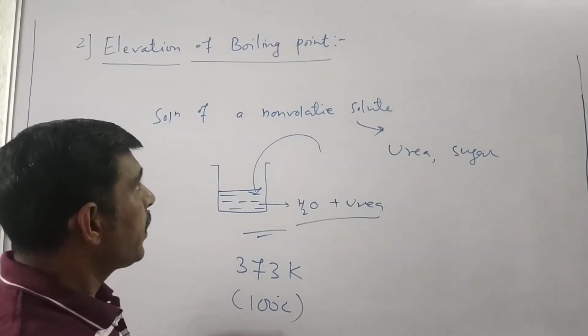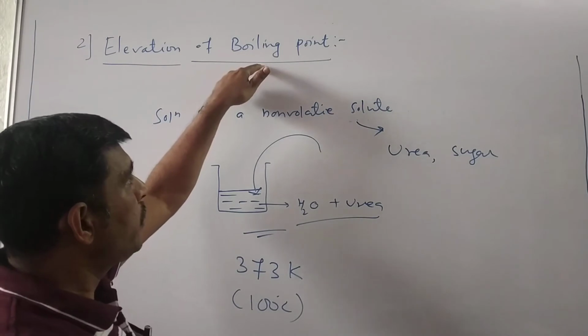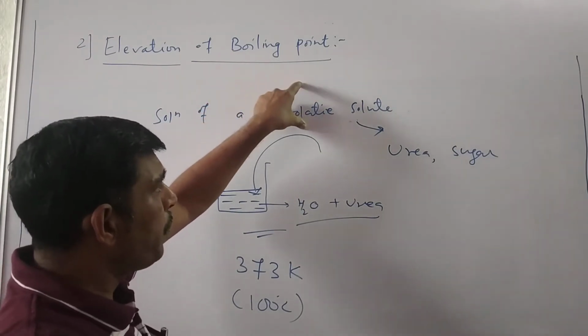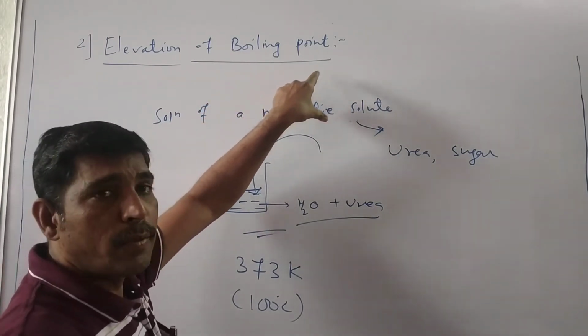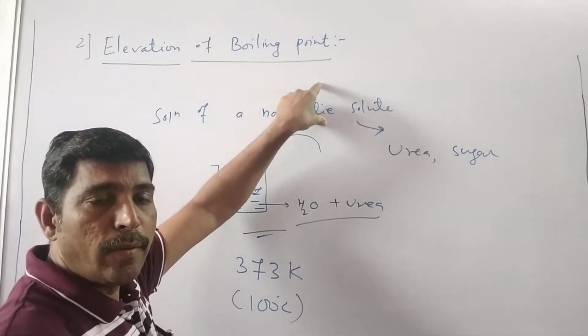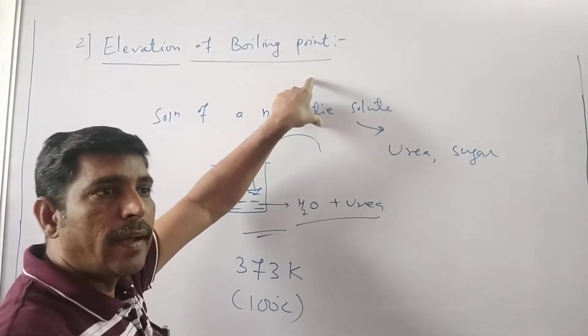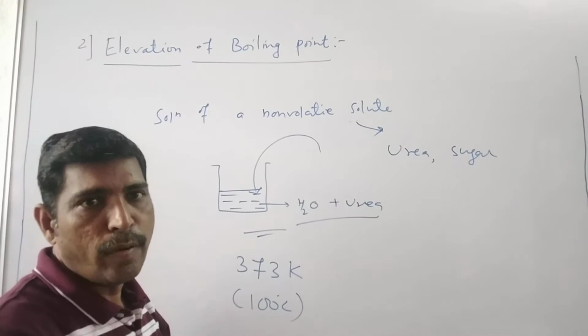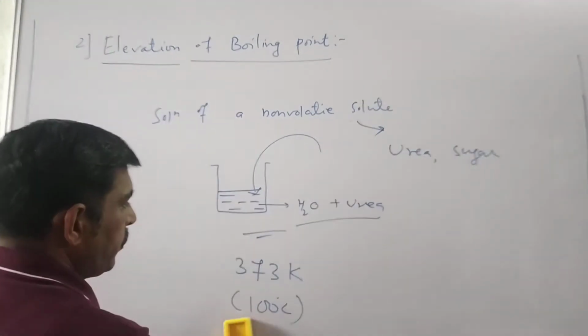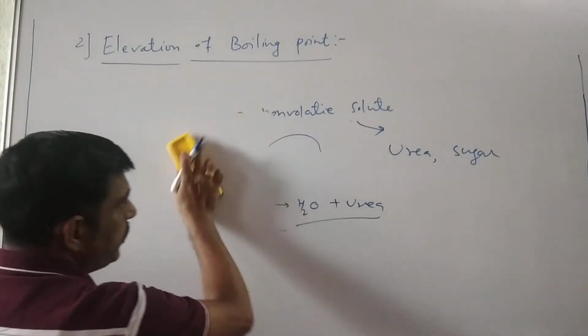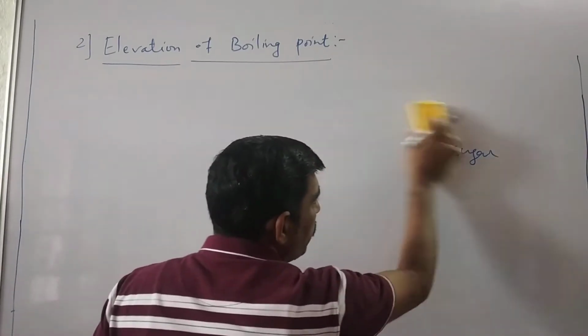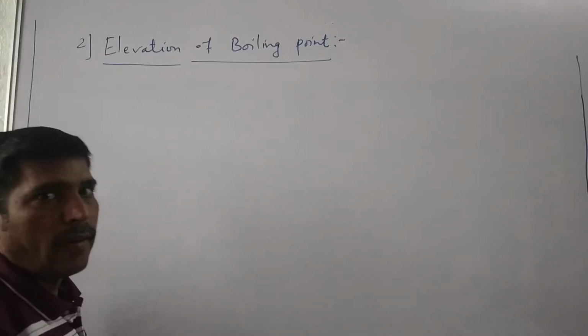Okay. So here again, the boiling point of a solution depends on the number of solute particles. That means again it is one of the colligative properties. We will see this elevation in boiling point with the help of one graph.